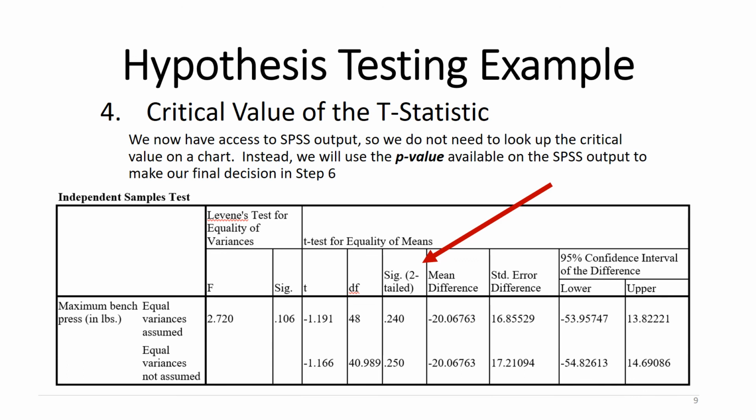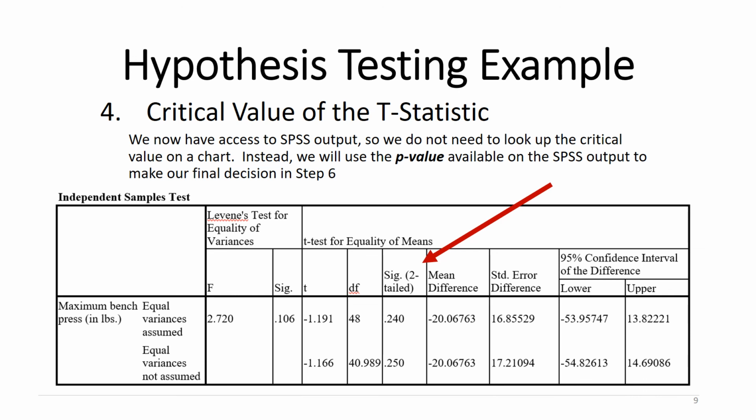We don't need to have a critical value because SPSS will produce for us what is known as a probability value, a p-value. And what that p-value tells you is the exact probability of getting the t statistic that you got. And if we look at that, it will tell us whether we have a rare t statistic or a common t statistic.